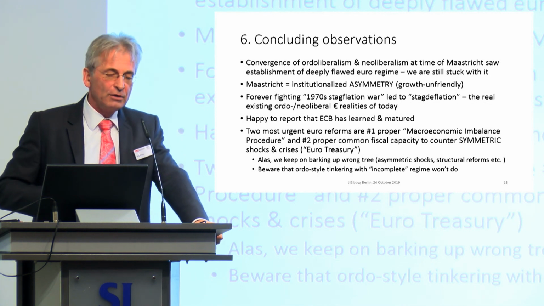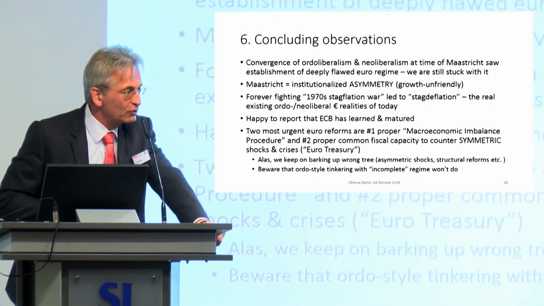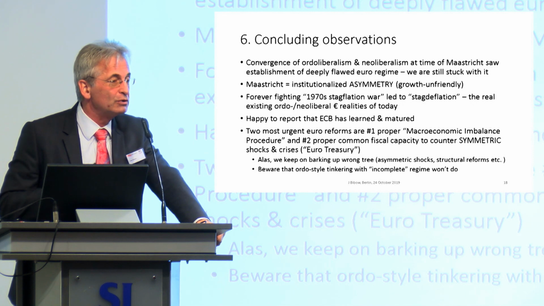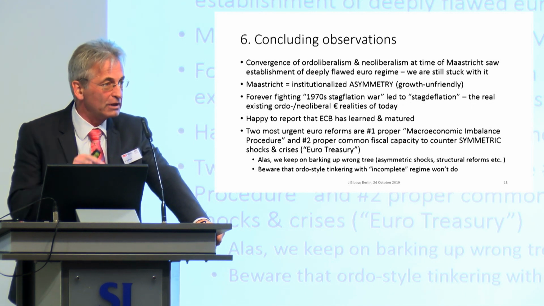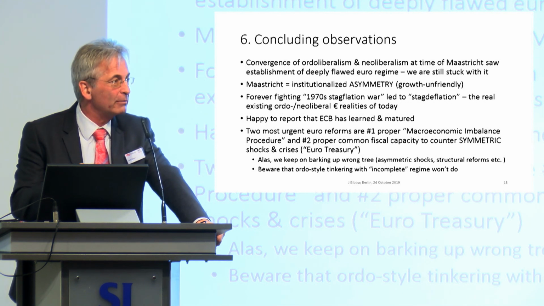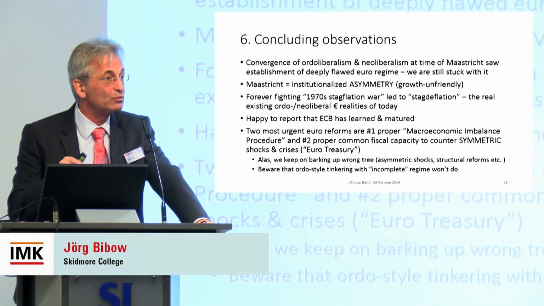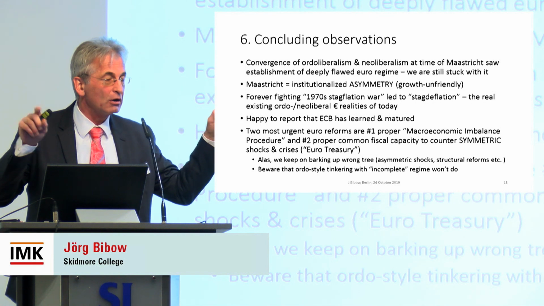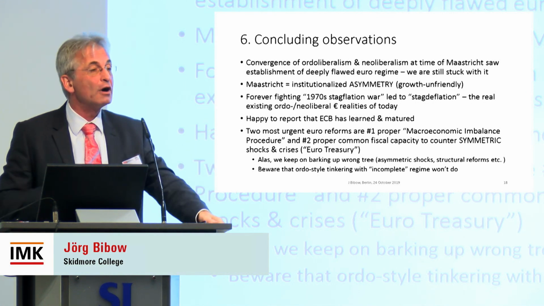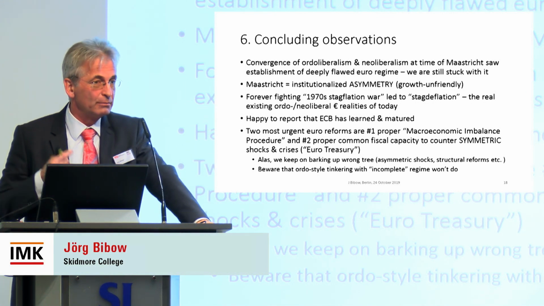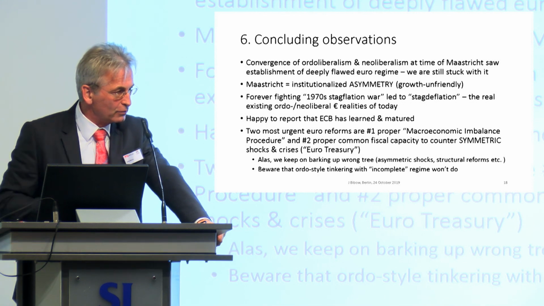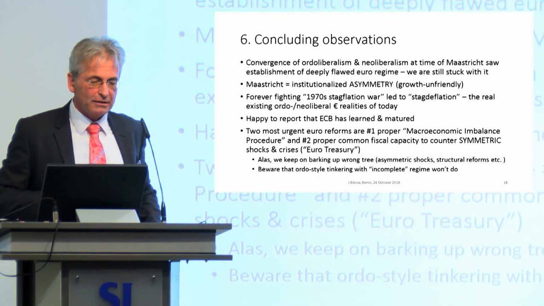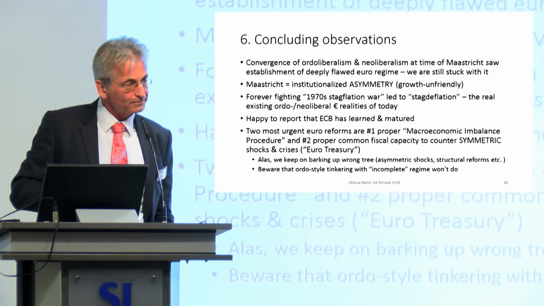And secondly, we need a common fiscal capacity, primarily to deal with common shocks rather than asymmetric shocks. If we have a macroeconomic imbalance procedure, then those asymmetric apparent shocks will, in my view, not be much of an issue, but we need a mechanism to deal with common shocks and crises. And Jan referred to my Euro Treasury idea. I will not repeat that here.